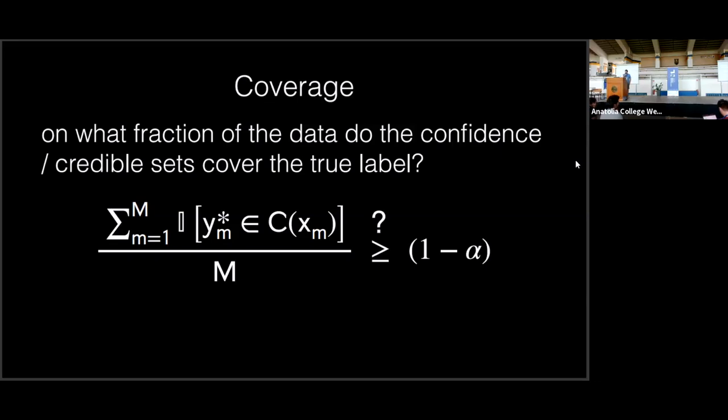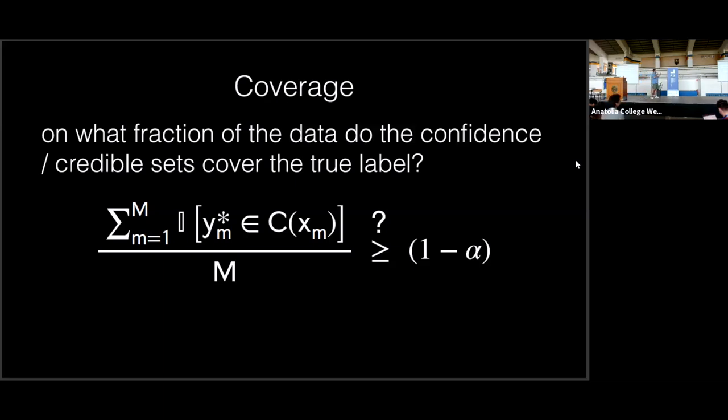And so lastly is coverage. Coverage is much simpler to explain. It's basically, if you construct confidence sets, on the test set, what fraction of the time does the true label fall in that confidence set? This is just a simple mathematical expression: the sum over an N-sized test set, where I check, as an indicator function, whether the true label is in that confidence set or not. If it is, the numerator will be 1. If it's not, it will be 0. And I'll compute the fraction of times that happens over the test set.